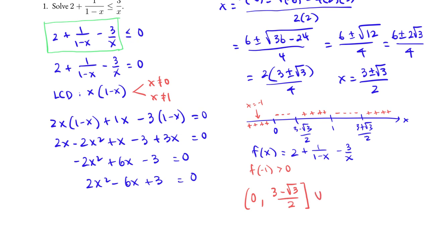Union with parenthesis 1. Again, we exclude 1 because 1 is not in the domain, comma, 3 plus root 3 over 2. This right endpoint is included because it will make the expression equal 0.